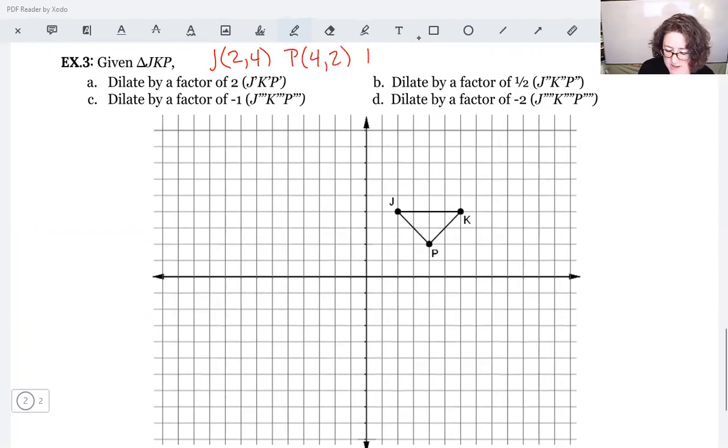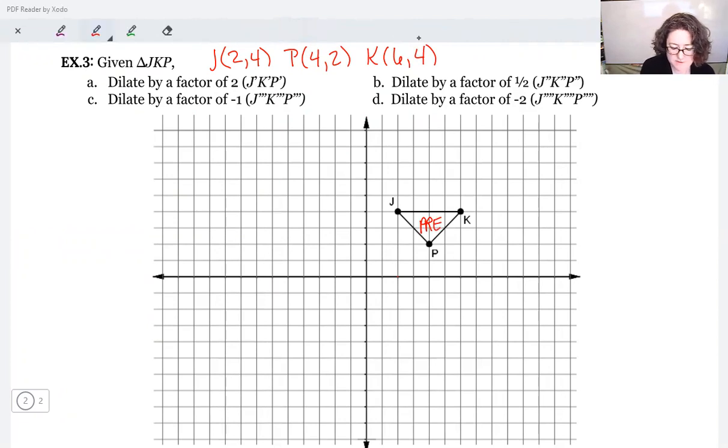And our coordinates for K, I'm going to count it out: 1, 2, 3, 4, 5, 6, 4. So with each of our dilations, all we're doing is multiplying by that dilation factor. That's it. Okay, so let's mark this guy. This is our pre-image, so I'm going to call it pre. And now let's go ahead and make our first one. I'm going to change to purple.